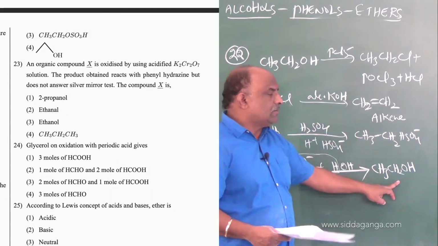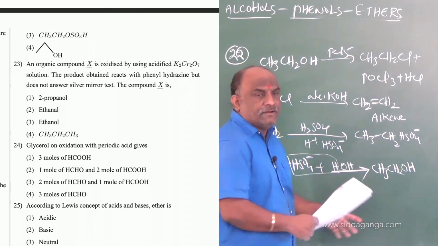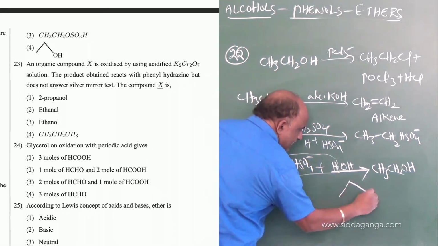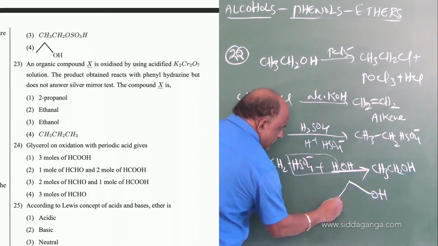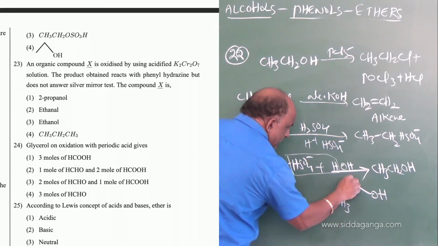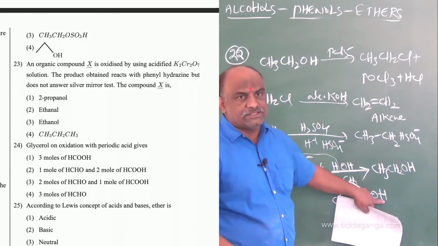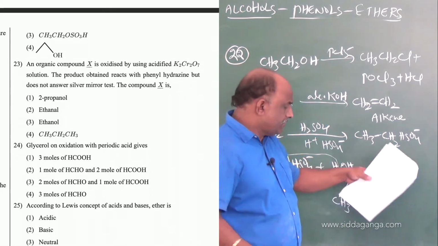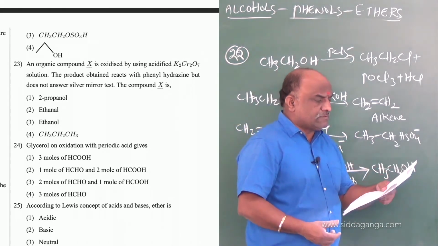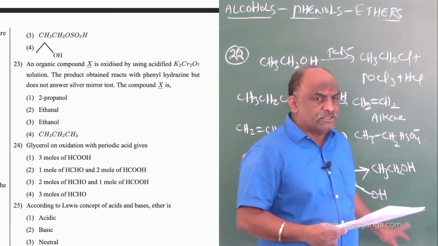Well, the product also, what? Only ethyl alcohol we will get. The fourth option was given like this: CH3CH2OH. So the correct option for question number 22 is option 4. The answer was 4.